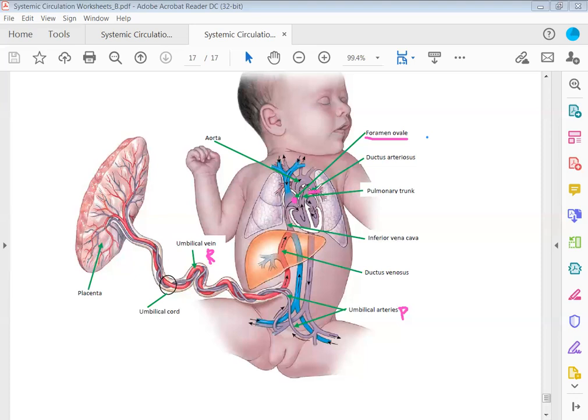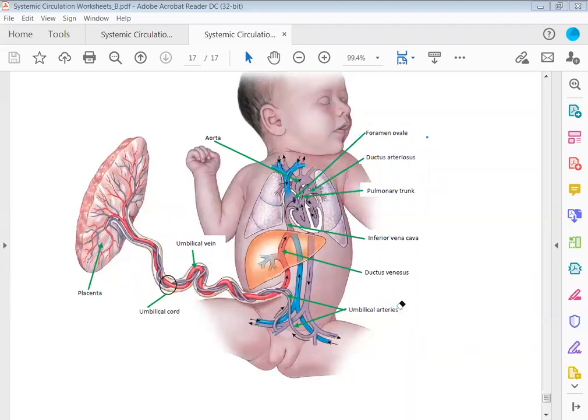So again, remember your blood can go back and forth in the fetus. So this ductus arteriosus is going to connect the pulmonary trunk with the aorta, allowing blood to go back and forth between the two. Then the blood is going to come down and it's going to go out these umbilical arteries back through the umbilical cord into the placenta, where it will go to the mother to be reoxygenated. Okay. So make sure you know all of these structures in the baby.